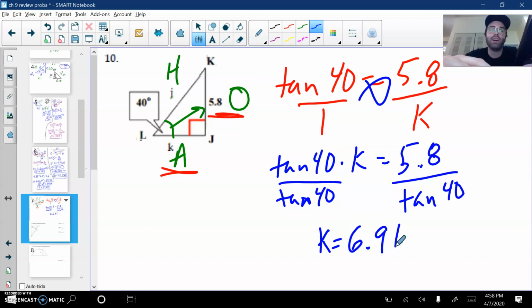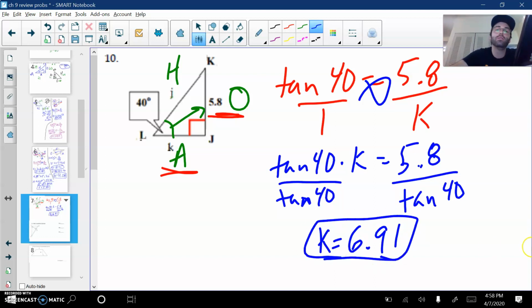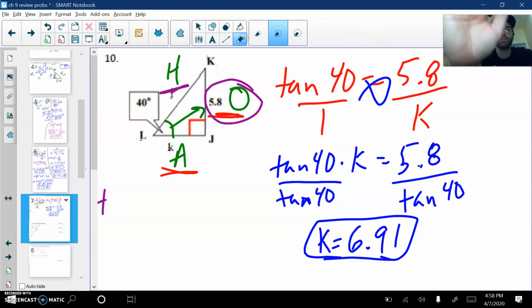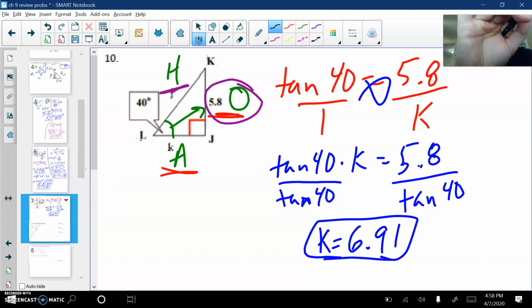Okay, now to find J, I can use the Pythagorean theorem using 6.91 and 5.8, or I could do trig again. I'm going to do trig again, and this time I'm going to use O and H. And the reason for doing trig again, just so you can see me do trig, is I think we're pretty good about the Pythagorean theorem, but trig needs some practice. So O and H. So sine.